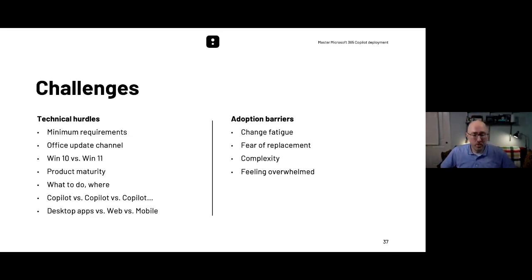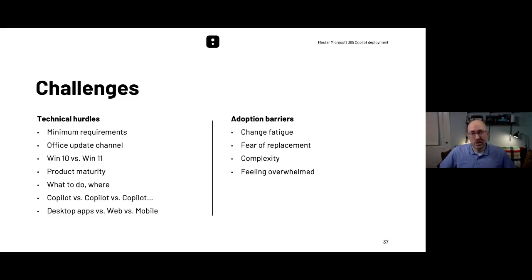But also, what are your policies on desktop apps versus web apps versus mobile apps, working remote, working on the network? Those are things that InfoSec and leadership and your cybersecurity teams need to think about ahead of time and have a plan in place for.